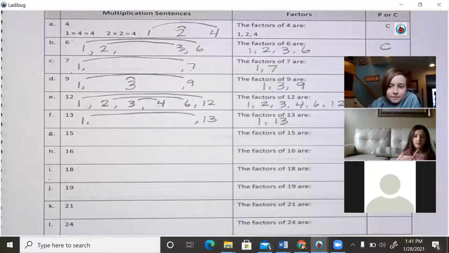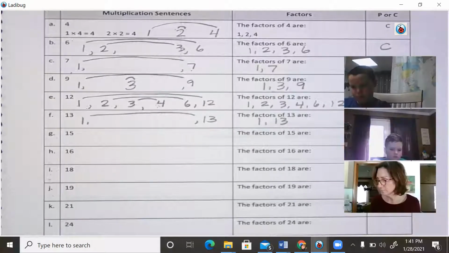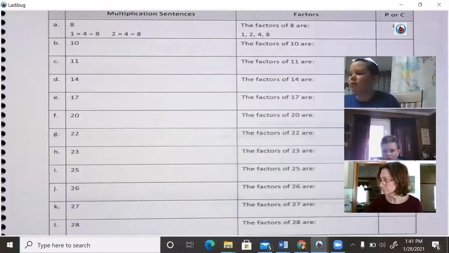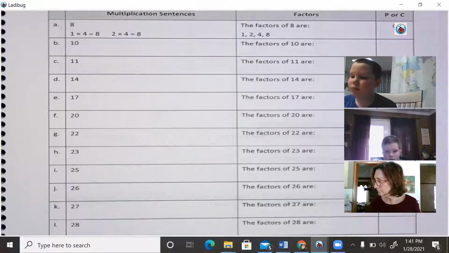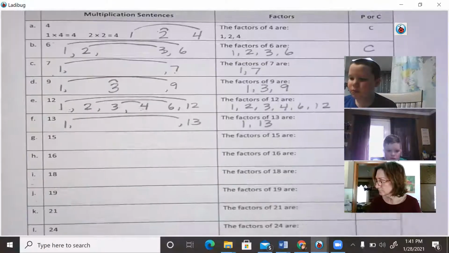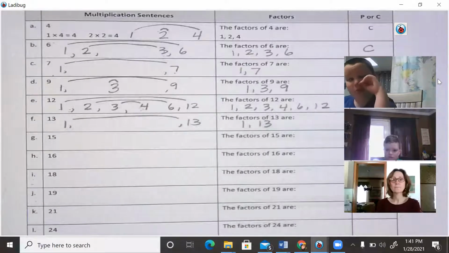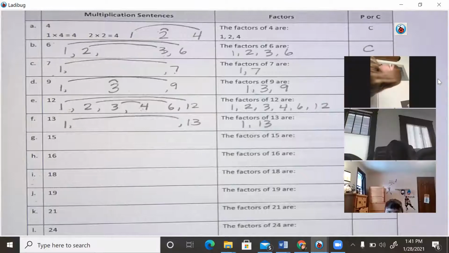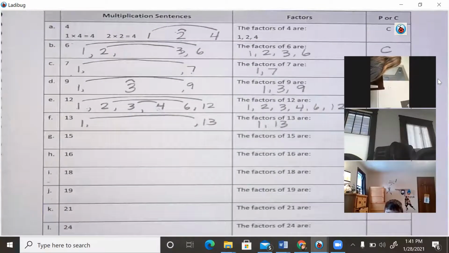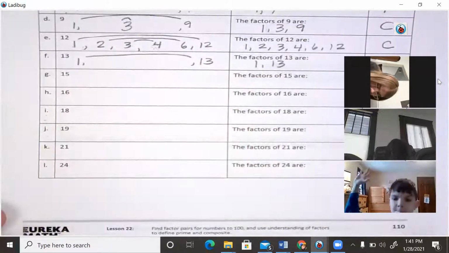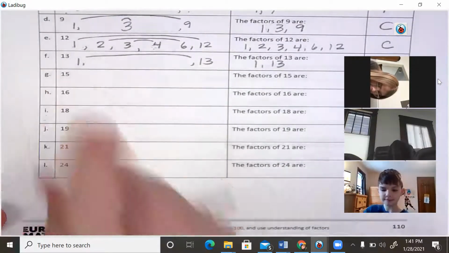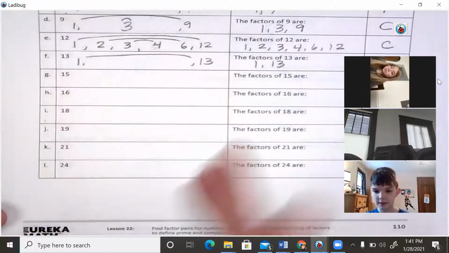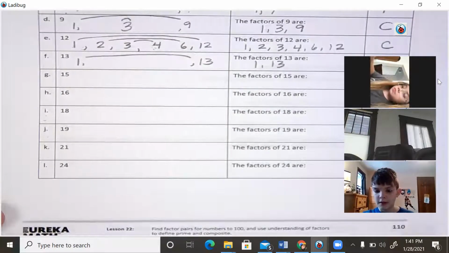All right, looks like we're still waiting for some other groups to come on back. Okay, let's get it started. Whoever was in group 1, who would like to tell us your factor pairs for 15? Go ahead, Colin. Everyone else, if you weren't in group 1, you're going to be filling this in with us.